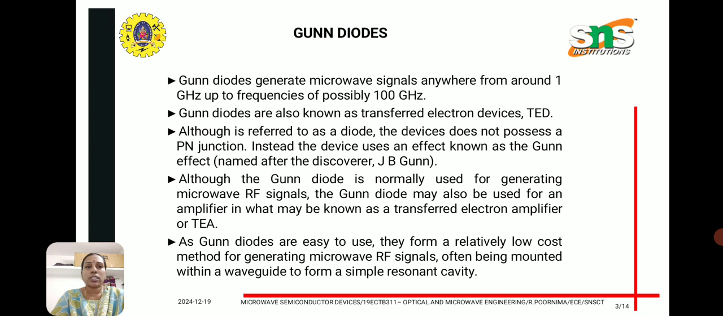It can generate microwave signals around 1 gigahertz and possibly up to 100 gigahertz. It is also known as the transferred electron device. It does not possess any PN junction like a normal diode. Here we use a principle known as the Gunn effect. It is normally used for generating microwave RF signals. It is also used as an amplifier. They are easy to use and low cost for generating microwave RF signals. It is mounted within a waveguide to form a resonant cavity where it acts as an oscillator.